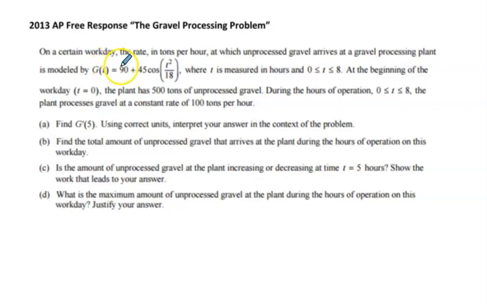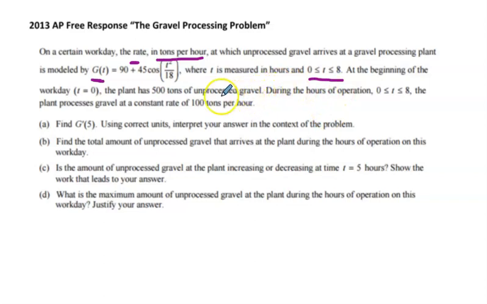On a certain work date, the rate in tons per hour at which the unprocessed gravel arrives at a gravel processing plant is modeled by G of T. Now remember that G of T is a rate in tons per hour. And this is 90 plus 45 cosine of T squared over 18. And T is measured in hours, and the given domain is 0 to 8.